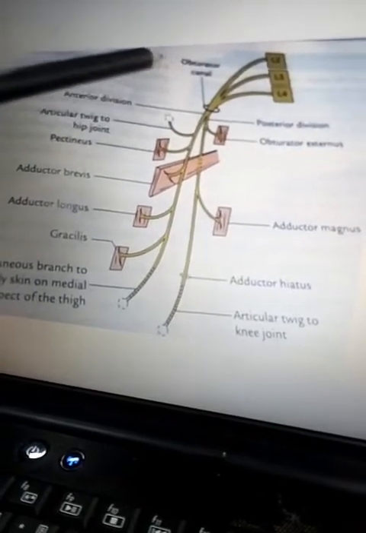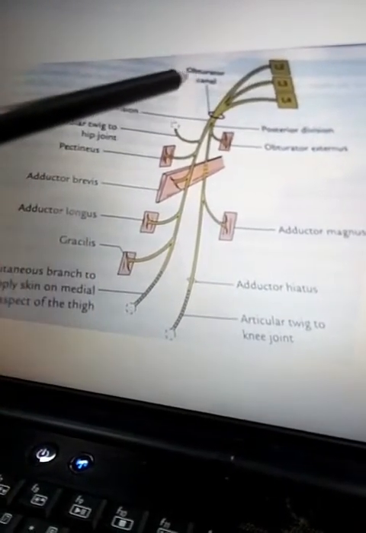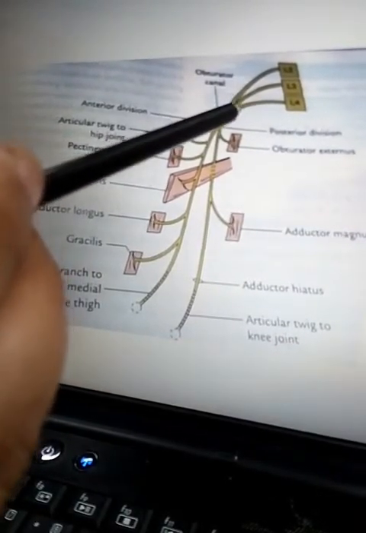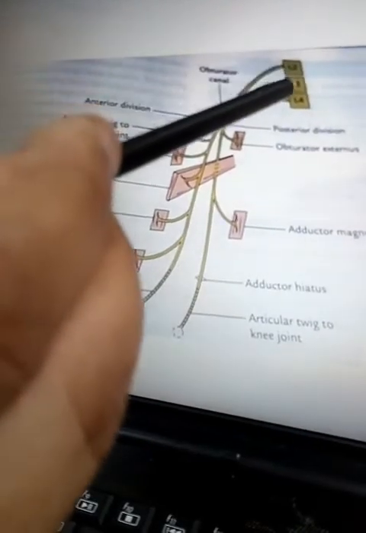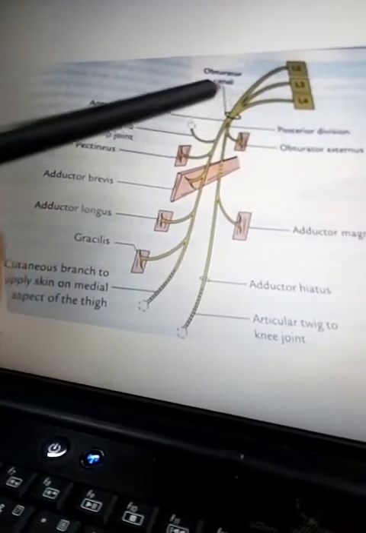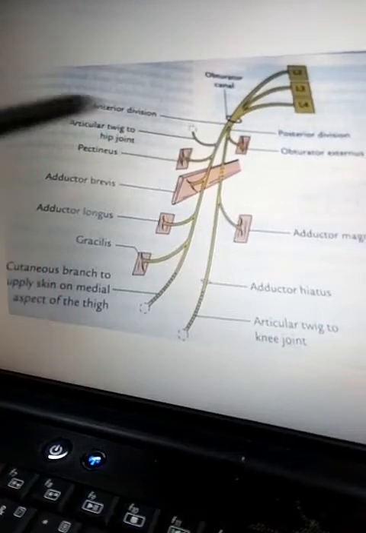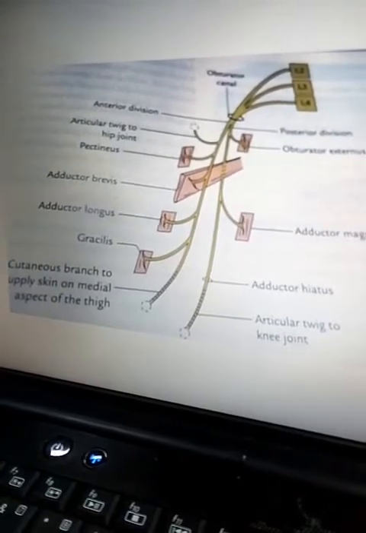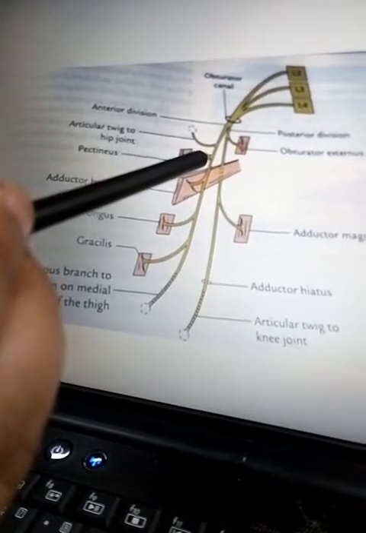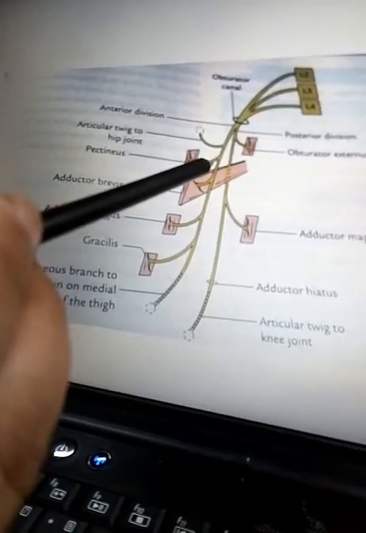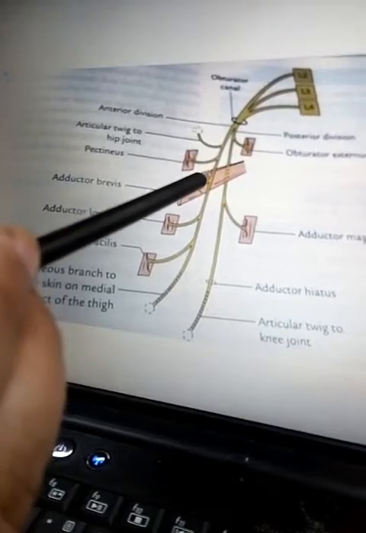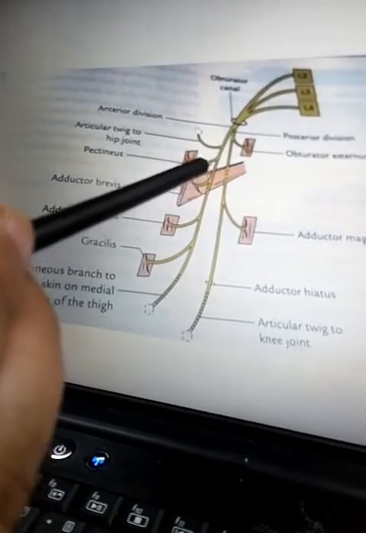Now the obturator nerve is the chief nerve of the adductor compartment. It is formed by the ventral division of the anterior primary rami of L2, L3 and L4 spinal nerves. It enters the thigh by passing through the obturator canal. It divides into anterior and posterior divisions. The anterior division passes downwards into the thigh in front of the obturator externus. It then descends behind the pectineus and adductor longus and in front of the adductor brevis.